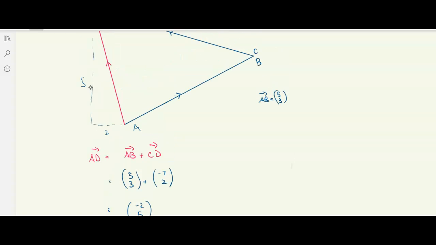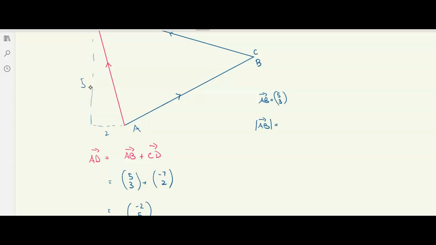Okay, one more thing. Let's have a look at, say, the magnitude here of AB. The magnitude of AB will be equal to, well, we're going to use Pythagoras, aren't we? So it's the square root of 5 squared plus 3 squared. 25 and 9 is the square root of 34. So there's the magnitude of AB.